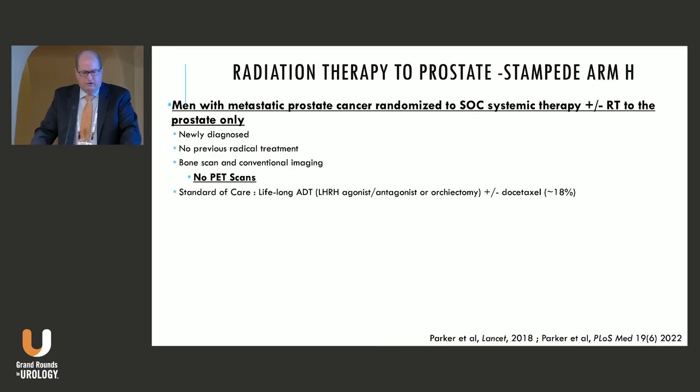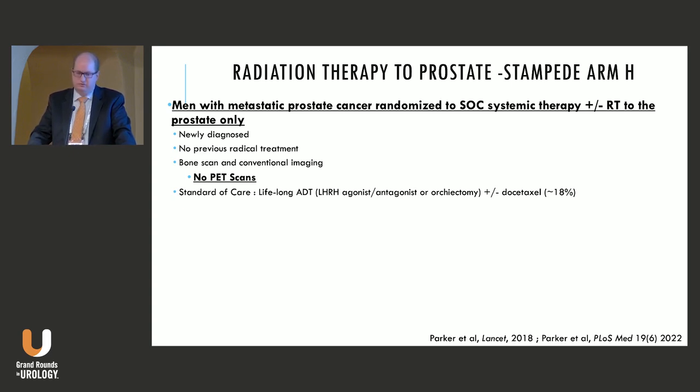The STAMPEDE trial was then reported next. So the STAMPEDE trial was this very large trial that all total has had more than 10,000 patients randomized to multiple different treatment arms. Arm H was men with metastatic prostate cancer randomized to standard of care systemic therapy, plus or minus radiation to the prostate only. So this was not radiation to the pelvic lymph nodes, for instance. This was not radiation to distant metastases.